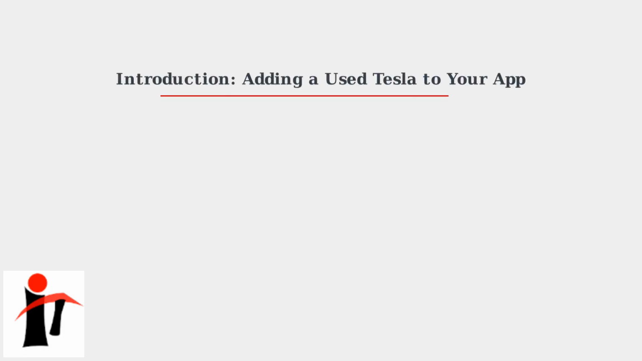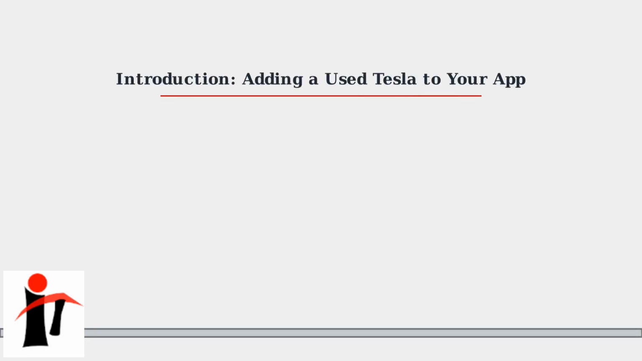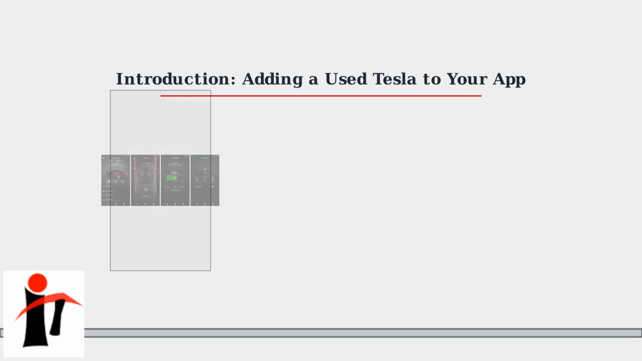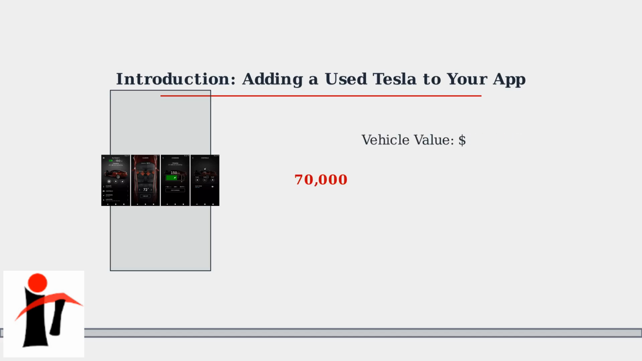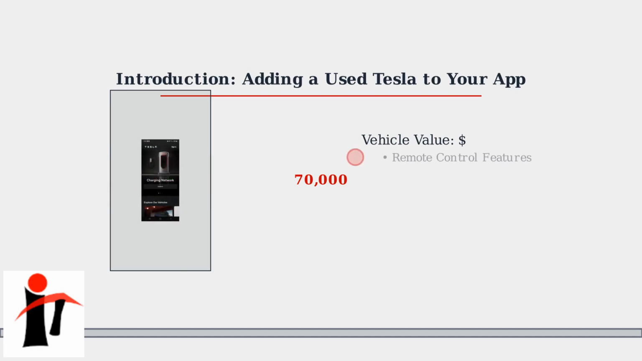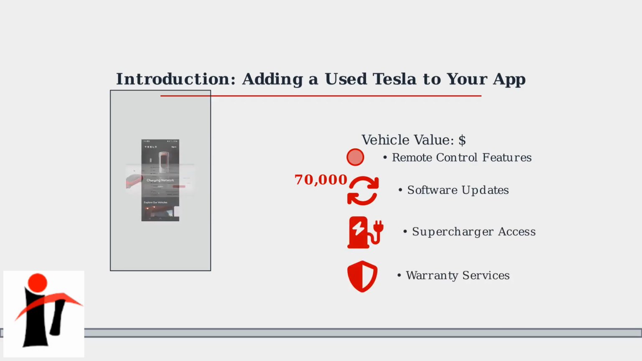So you've bought a used Tesla. This video walks you through the crucial process of adding it to your Tesla app. This step is essential to unlock remote control features, software updates, supercharger access, and warranty services. We will cover the process from start to finish. Let's dive in.